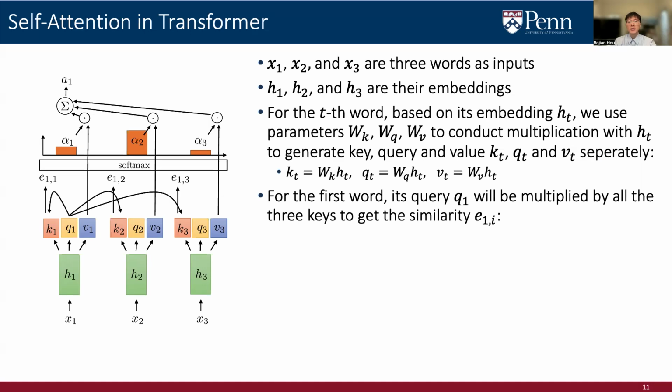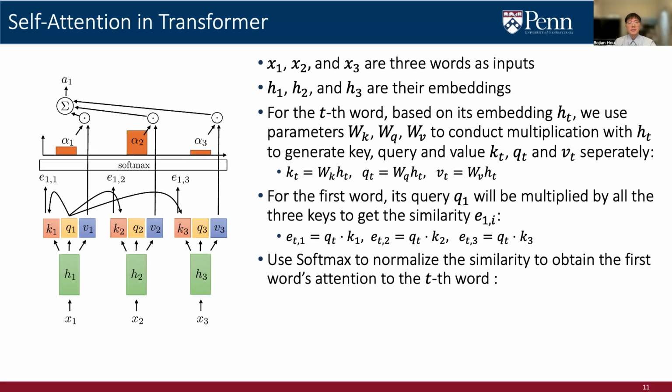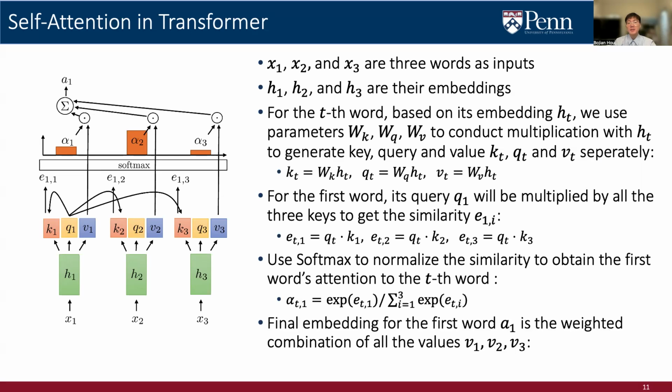For the first word, its query Q1 will be multiplied by all the three keys to get the similarities E1i. And then we use softmax to normalize the similarities to obtain the first word's attention to the t-th word. The final embedding for the first word, A1, is the weighted combination of all the values V1, V2, and V3.